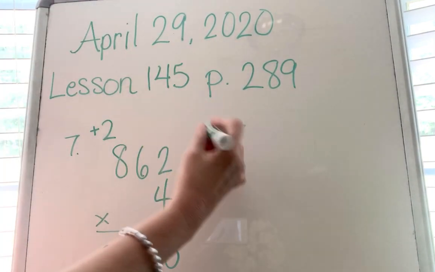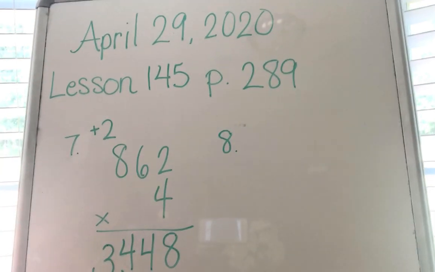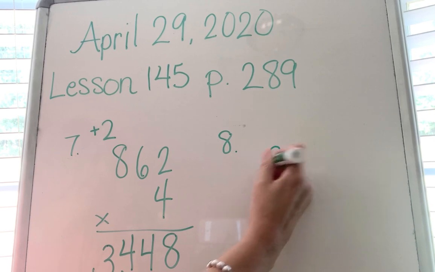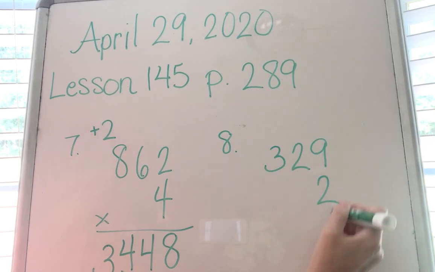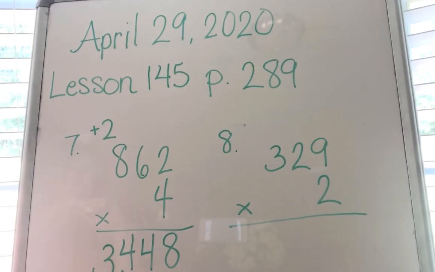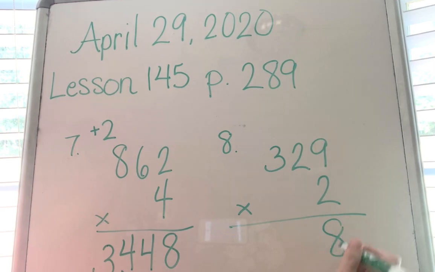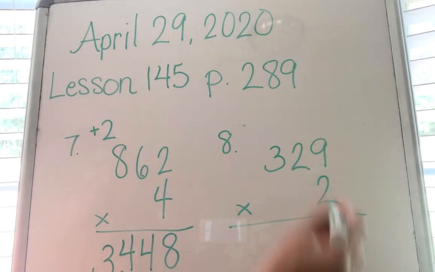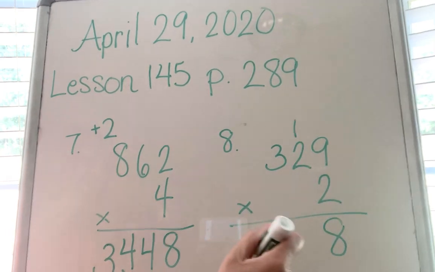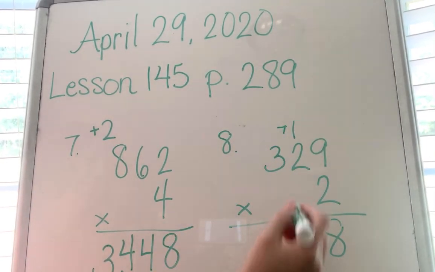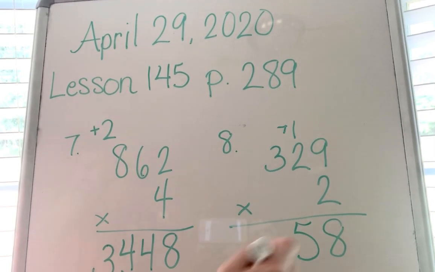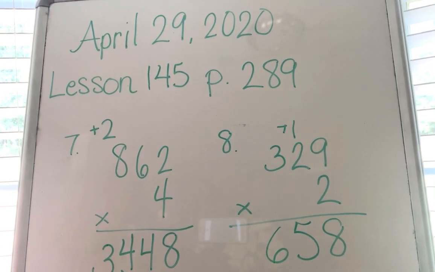Okay, and the last one on this page in this section, number 8, is 329 times 2. Okay, starting in the ones place, 2 times 9 is, give you a second to figure it out. See if you get what I get. 18. Did you get it? I hope so. The 8 goes here, carry the 1. Okay, 2 times 2 is 4, plus 1 is 5. Okay, and then in the hundreds place, 2 times 3 is 6. So 329 times 2 equals 658.